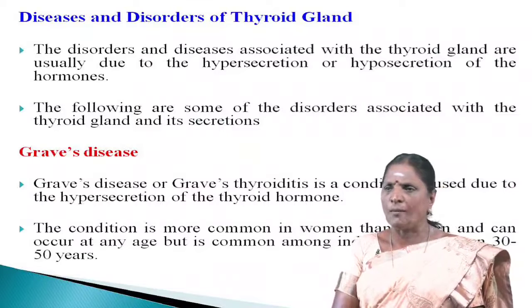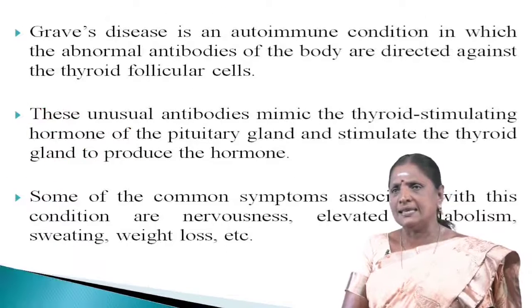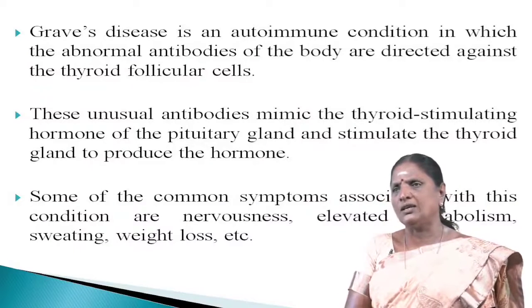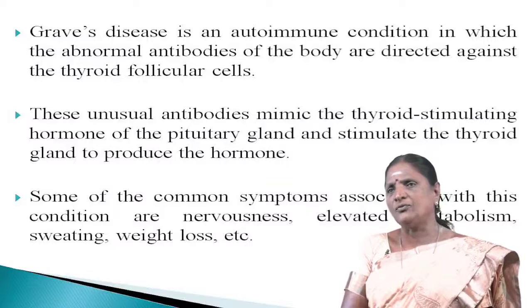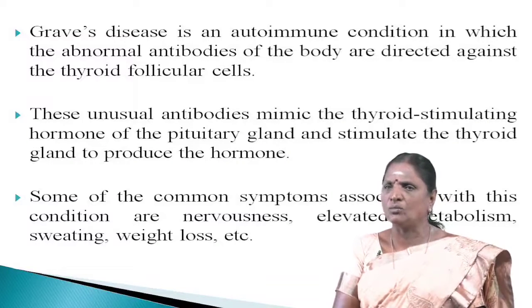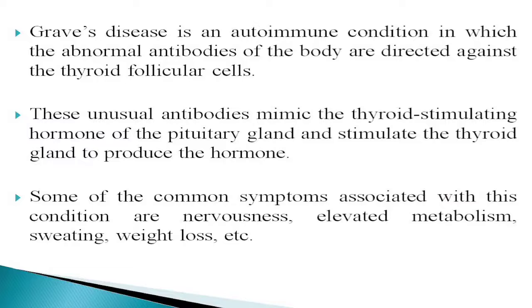The condition is more common in women than in men and can occur at any age, but it is common among individuals between 30 to 50 years. Graves' disease is an autoimmune condition in which the abnormal antibodies of the body are directed against the thyroid follicular cells. These unusual antibodies mimic the thyroid stimulating hormone of the pituitary gland and stimulate the thyroid gland to produce the hormone. Some of the common symptoms associated with this condition are nervousness, elevated metabolism, sweating, weight loss, etc.